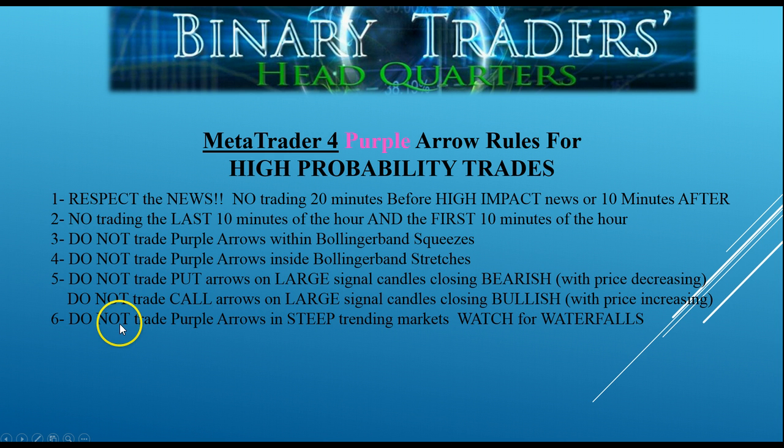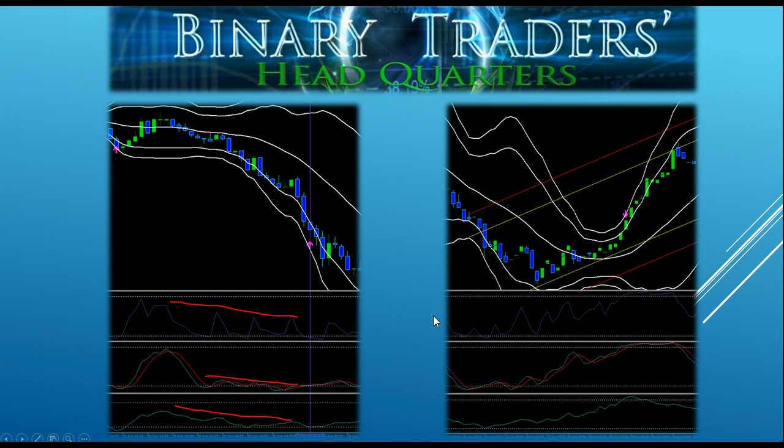Now we do not trade purple arrows in steep trending markets. We're going to be watching for waterfalls. All right, and I've got a couple examples of steep trending markets here. You can see the trend here is going down. We don't have a trend channel on this particular example, but you can just tell visually that this is a strong downtrend. And you've got a purple arrow fire here, and it's just a clear loser.